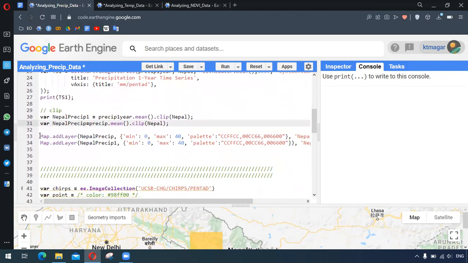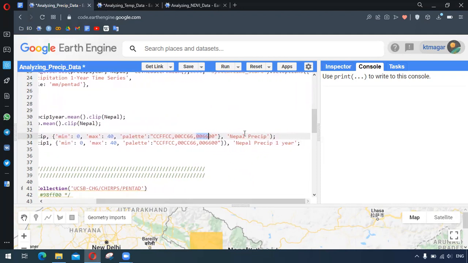And we are adding them as layers, which is done by Map.addLayer. We are assigning minimum and maximum values. We are providing some colors. The first color is for the minimum value and the last one for the maximum value. These colors are interpolated between the minimum and maximum values. And we are providing here the name of the layer.